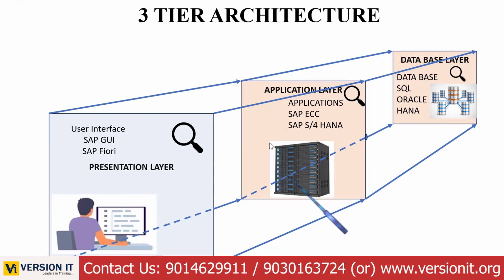So the application layer is the intermediate thing, the processing layer. Based on the request, it will fetch the data from the database layer and show it to the user. The logical operations are taken care of by the application layer. The database layer is only for storing purposes. All the operations and data processing happen at the application layer.